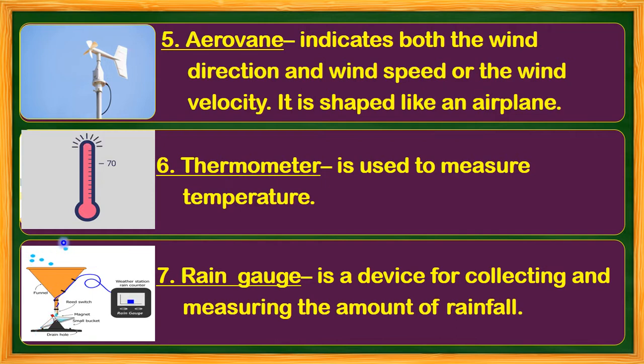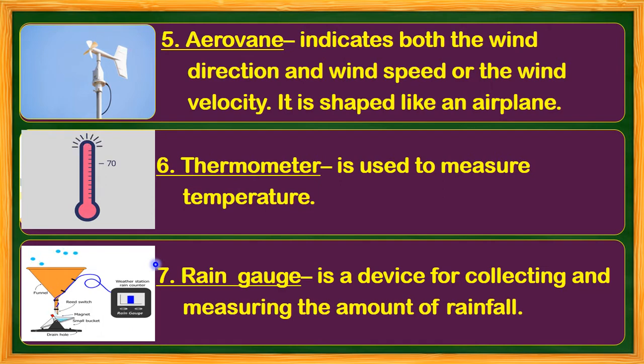So class, the next geographical device that we will be reading is an aerovane. This is what an aerovane looks like on the left side of the monitor. An aerovane indicates both the wind direction and wind speed or the wind velocity. It is shaped like an airplane, as you can see here on the image. Now let's go to number 6, which is a thermometer. Thermometer is very common because we use this to measure temperature, especially when we are feeling hot. So thermometer is used to measure temperature.